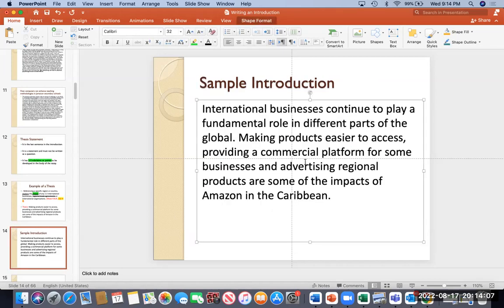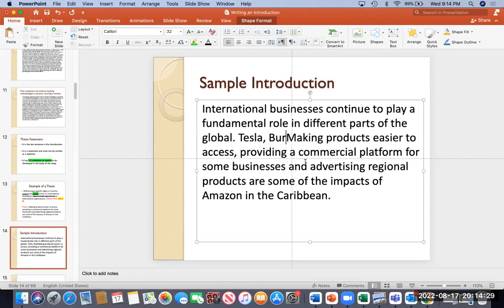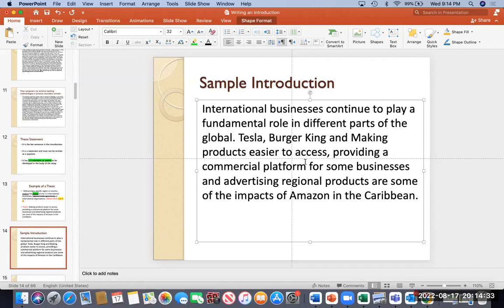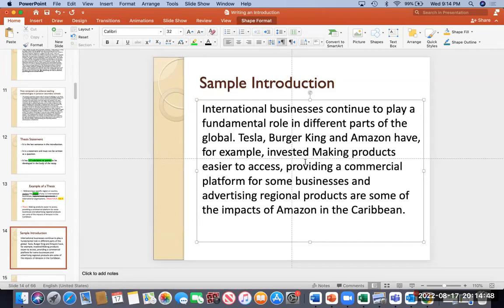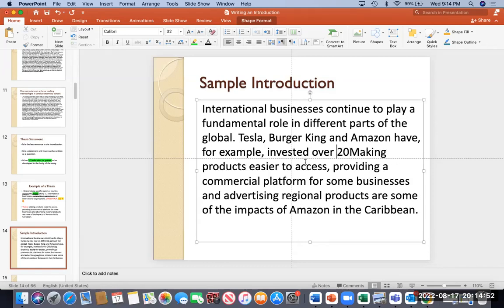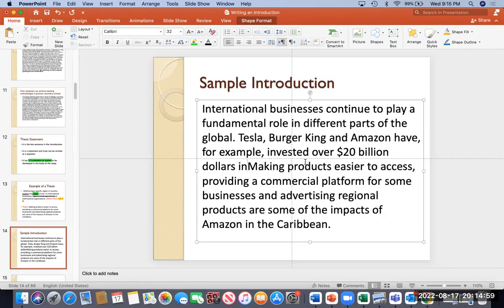So we might say, we have our opening, we have our thesis, but we need another sentence, two or so background sentences. We might say, international businesses continue to play a fundamental role in... We might say, Tesla, Burger King, and Amazon have, for example, invested over $20 billion in the Caribbean. I'm making it up, guys, so this is not accurate.